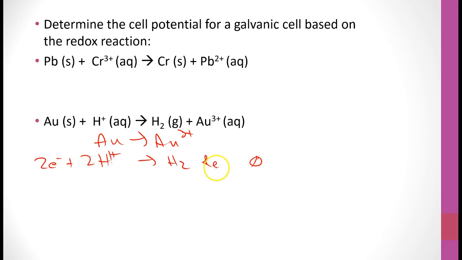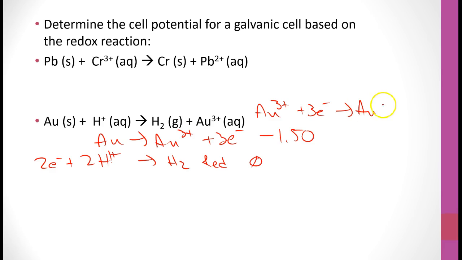It is being reduced. If you look up gold, remember, it's being oxidized here, so you're going to look up the number. It's going to be negative 1.50 because Au3+ as a reduction is positive 1.50. Add those together, negative 1.50 volts total. Again, not a spontaneous reaction.